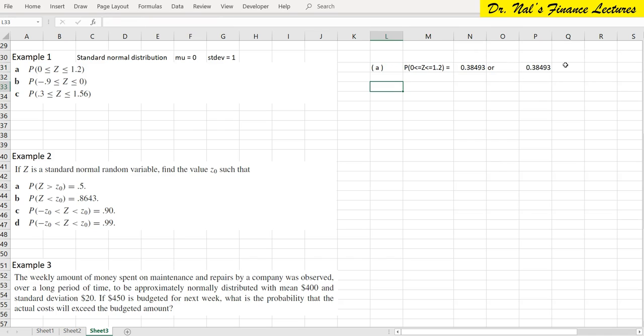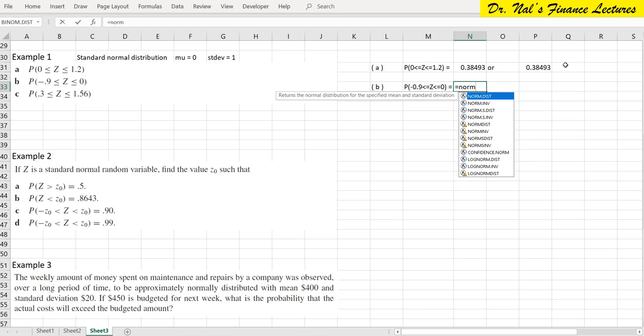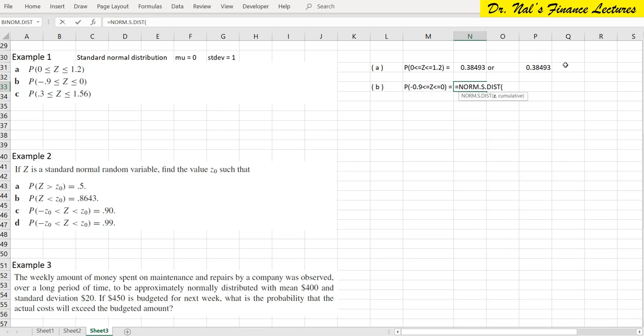Okay, so part B. Now, I think it's very straightforward. The probability that it is between minus 0.9, less than or equal to Z, less than or equal to 0. There we go. Let's just do it 2 different ways again until you guys get familiar with that. So we want to find the area to the left of 0 and subtract the area to the left of minus 0.9, and that will give you the area between them. I think that makes sense already.